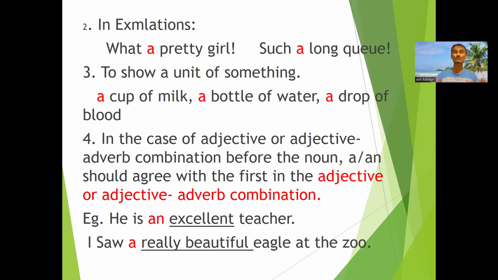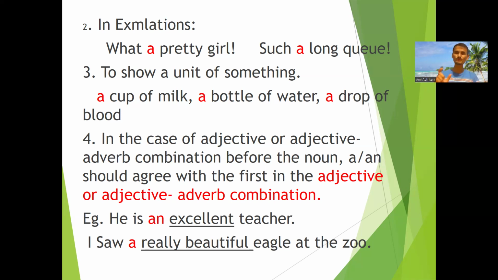To show a unit of something. We can't count milk, but we can count a unit of milk. For example, a cup of milk, a bottle of milk, a liter of milk. Of course, you can count these. A bottle of water. We can't count water, but we can count a bottle of water. A drop of blood, we can count it. That's why we use a to show a unit of something.